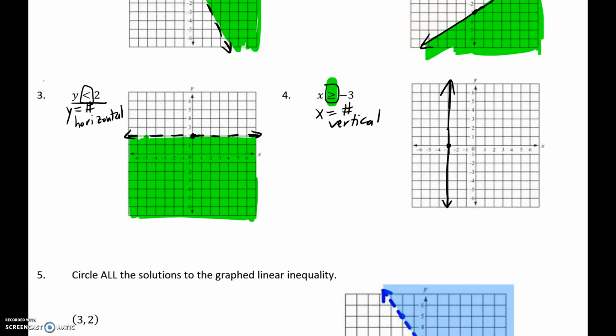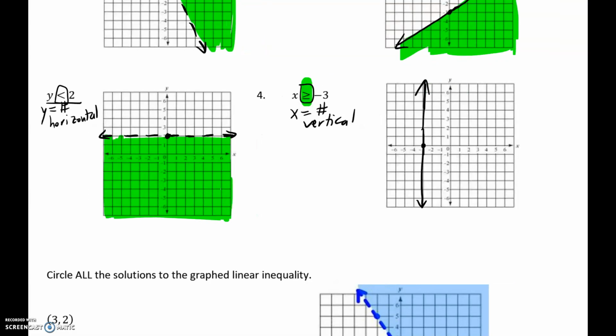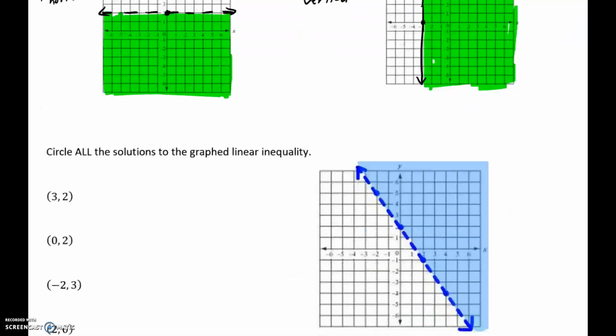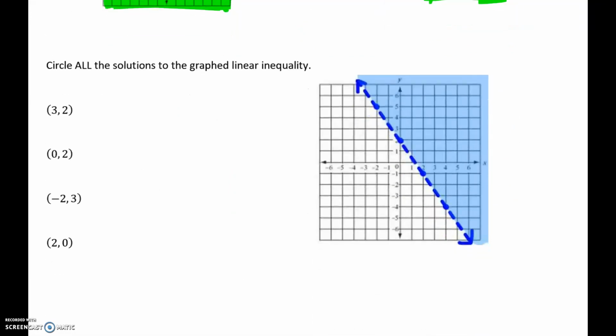The problem is, with a vertical line, there's not really an above or a below, but you can kind of reason that the arrow is going to point the way. Greater than is this way. Okay, we're going to shade this direction. We're going to shade all the way over here. All right, those are all the points that have x values greater than negative 3. Okay, so the shaded regions contain my solutions. That will be important for problem 5.